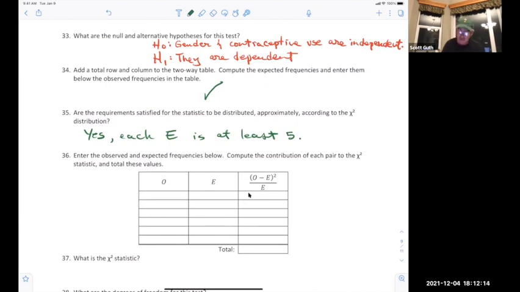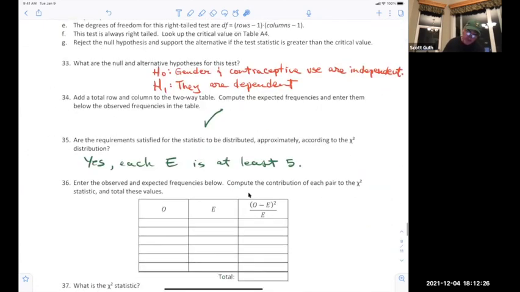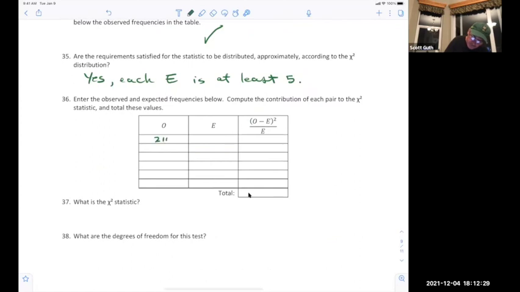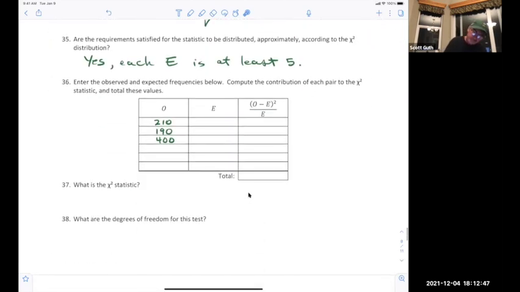I'm going to go down in columns and put in first, the first column of observed frequencies, which were 210, 190, and 400. So I'll put that in. Then the next three observed frequencies, we'll do the second column here. So you see the 350, 320, and 530. Okay, so those are the observed frequencies.